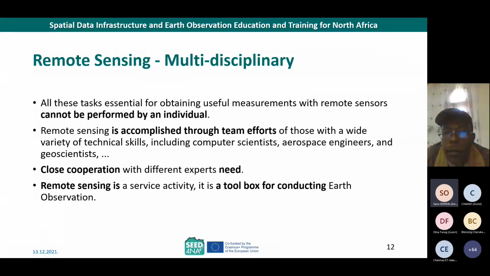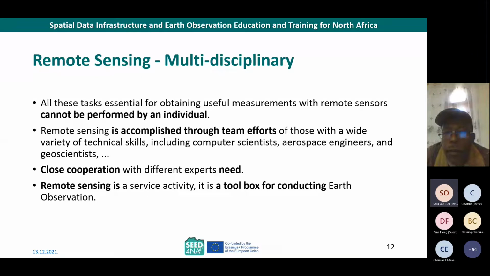So it's multidisciplinary. You can see from this information before that all these tasks essential for obtaining useful measurements with remote sensors cannot be performed by one individual, or only two people. You need an electrical engineer, an aeronautical engineer. Someone who wants to produce sensors or images or deal with them needs help from experts from a variety of fields, of a variety of sciences.